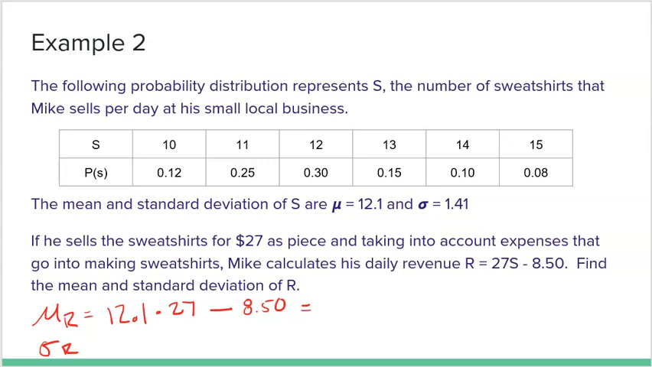So again, take the mean, 12.1, times the 27. That's the $326.70 that we saw in the last problem. But now we have to subtract away the expenses to get how much money Mike actually keeps. And that is $318.20. Sorry, I read that wrong.